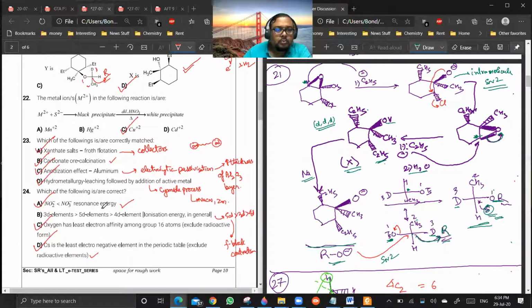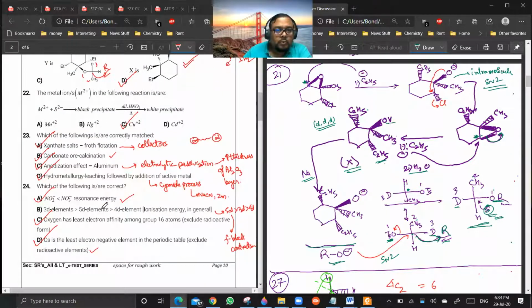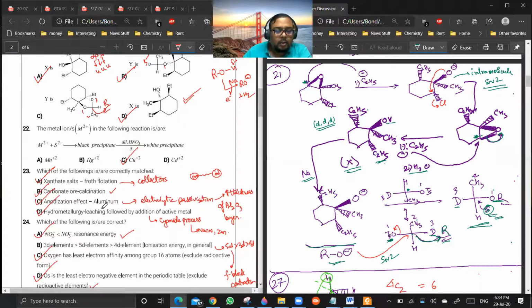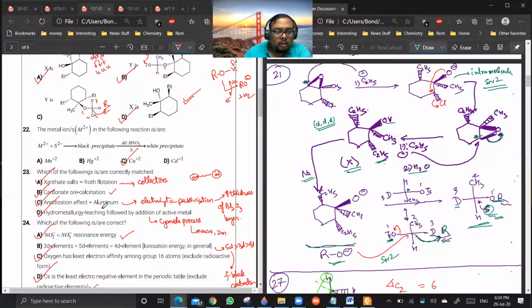Sir, 22, shouldn't it be option B? Option B. B for Bombay. Yes, sir. HgS will be a black precipitate, but it won't give a white precipitate on oxidation with dilute HNO3. HgO is also black only. Are you getting the point?